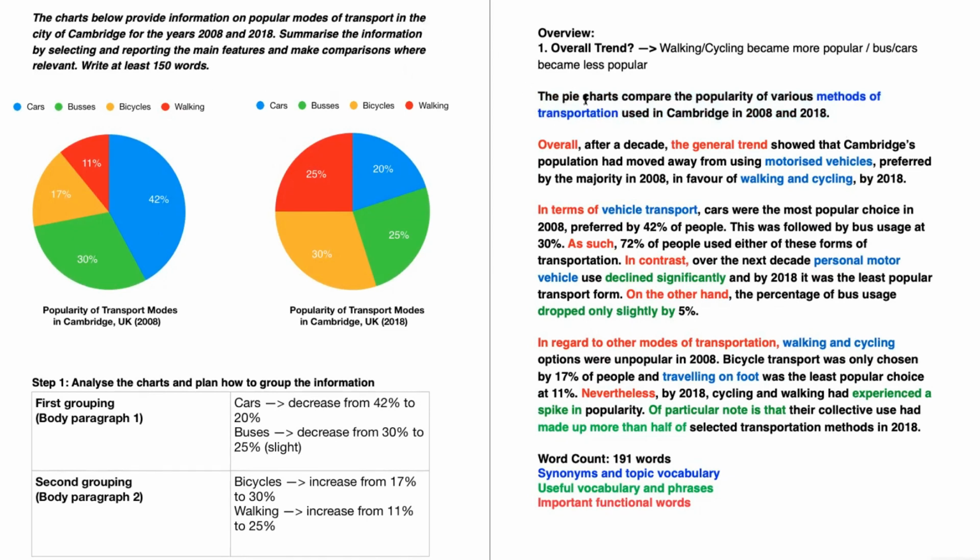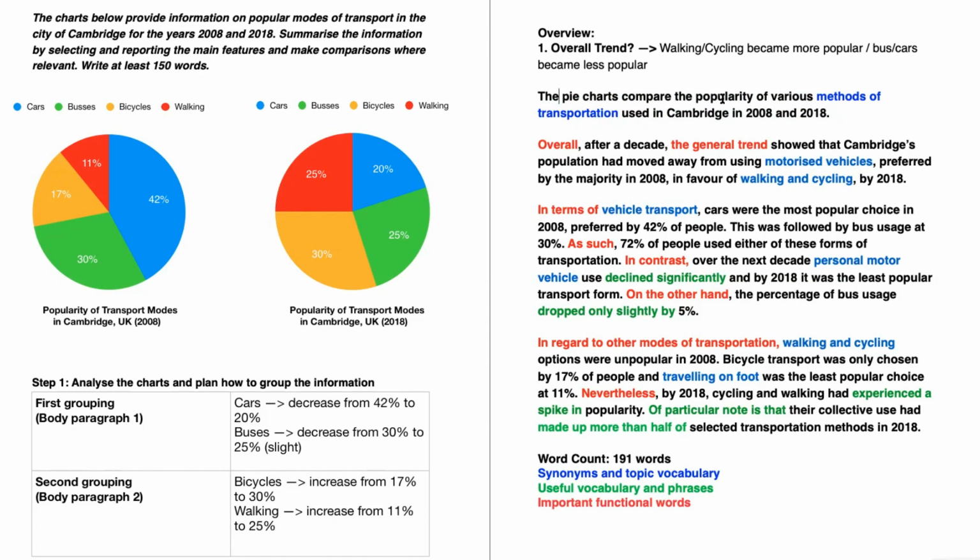So I've written, the pie charts compare the popularity of various methods of transportation used in Cambridge in 2008 and 2018. So we see here the charts below in the prompt. I've said the pie charts provide information. I've said compare just because I am setting the stage for what I'm going to talk about. Remember, you want to compare these two pie charts. And it says information on popular modes of transport.